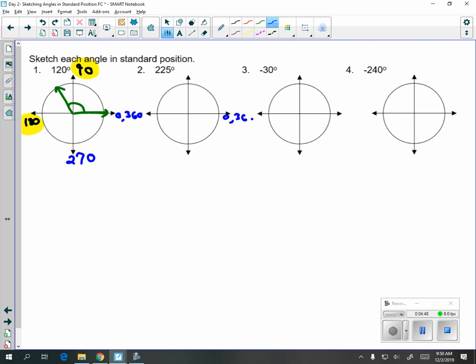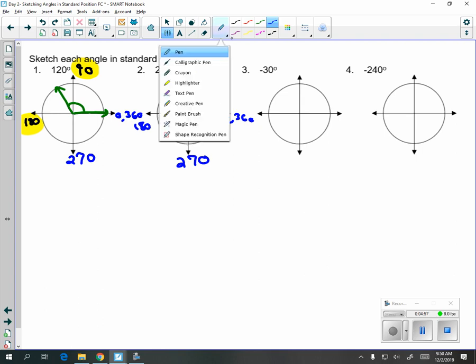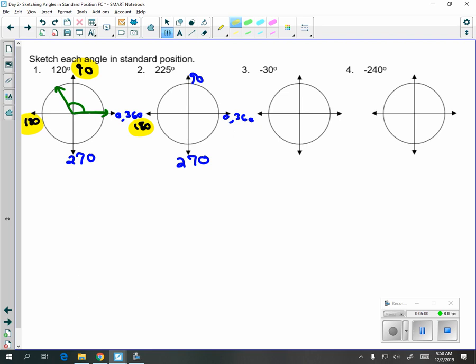Same thing with the next one. 0, 360, 90, 180, and 270. We're talking about 225, which is between 180 and 270. This angle is going to end in your third quadrant. Start at the initial side, and we're ending somewhere between 180 and 270. 225 is actually in the middle. And show which way that you're traveling from the initial up counterclockwise.